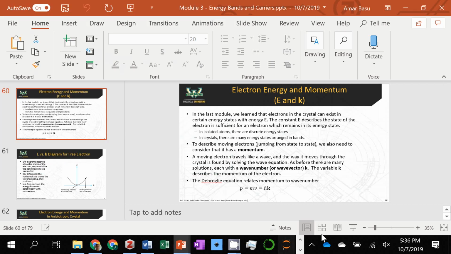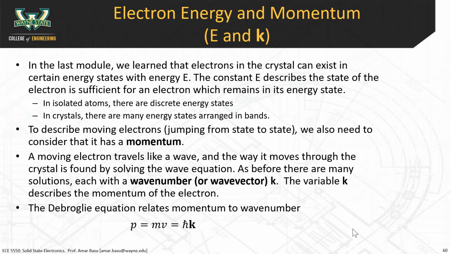All right, so today's lecture is going to finish up Module 3. We're going to talk about electron energy and momentum, which is abbreviated by E and K. Just to give context here, last time in class we've been talking about mobility in the context of energy bands and carriers.